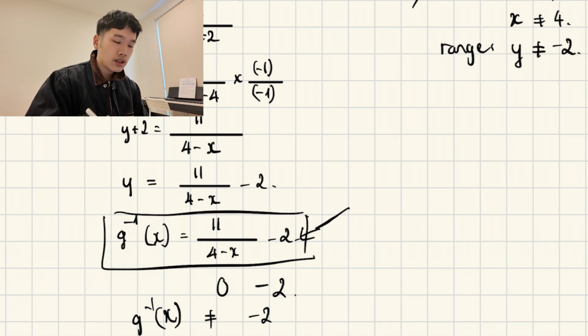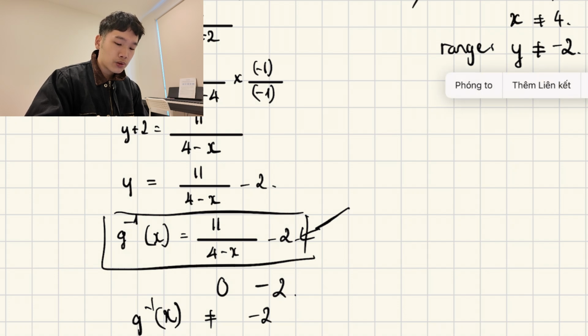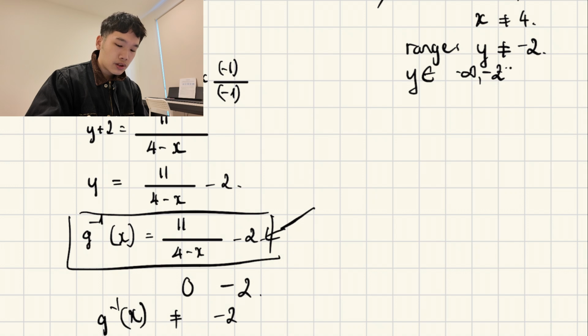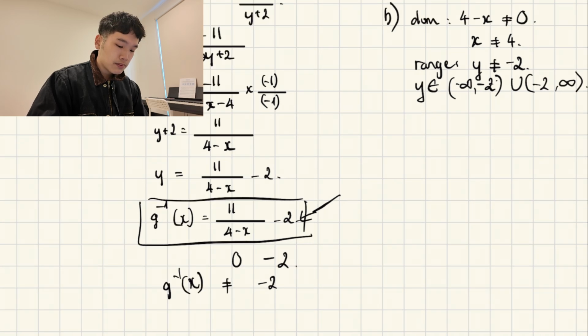Or you can write it in interval notation. That is still fine. So y is included in negative infinity to negative 2, not included, with the round brackets, and negative 2 to positive infinity. Yeah. And that is the end of our lesson today for inverse and composite functions.